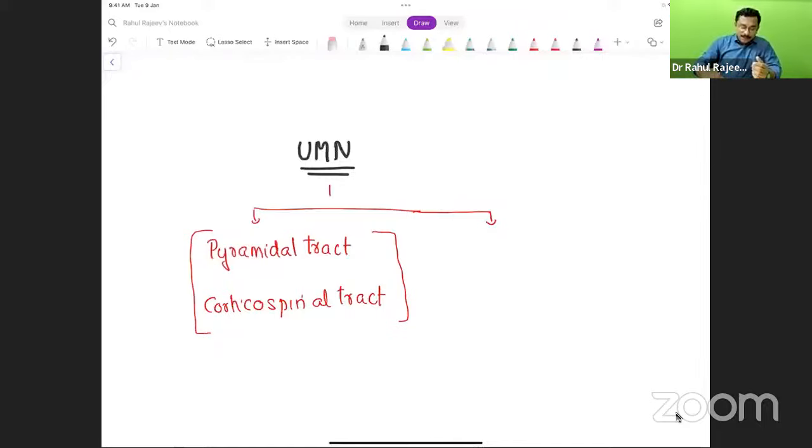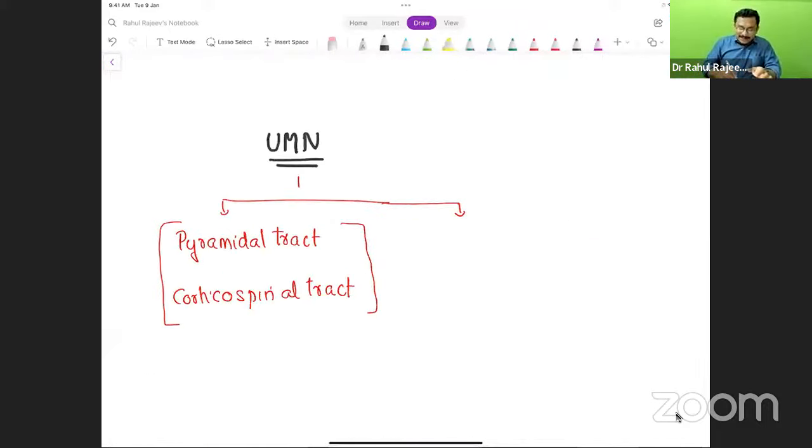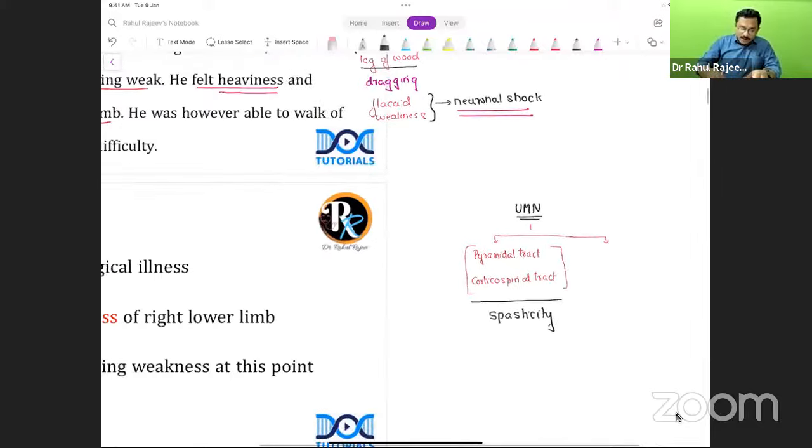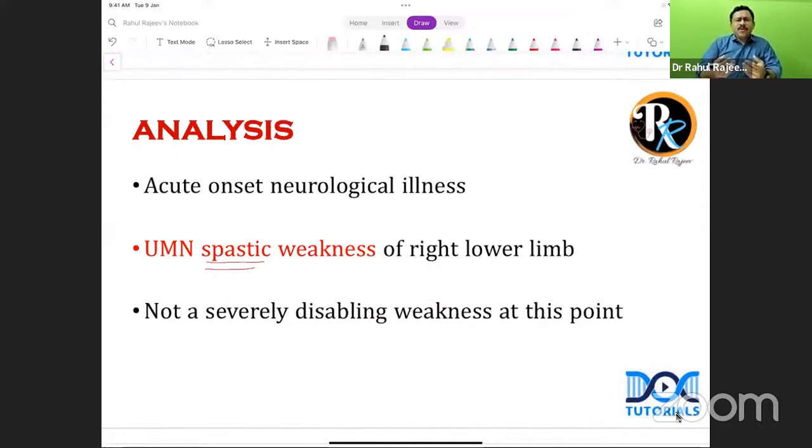Now, you know that UMN pyramidal tract lesions are very well known to produce spasticity. So you are having, in this case, a spastic weakness. Sir, how did you understand, sir, that it is spastic? You have not even examined the patient. Because the patient gave me a symptom of heaviness and dragging, so I understood that the tone is increased.